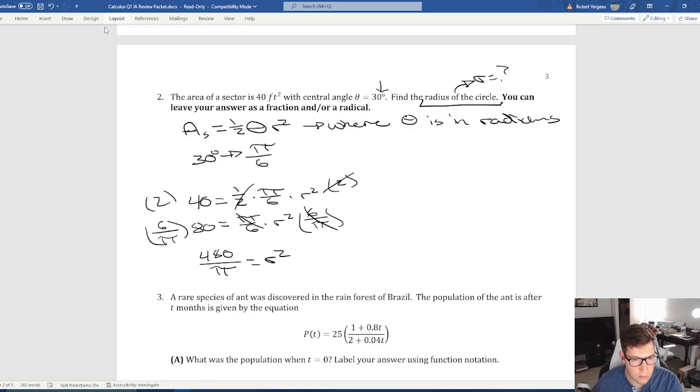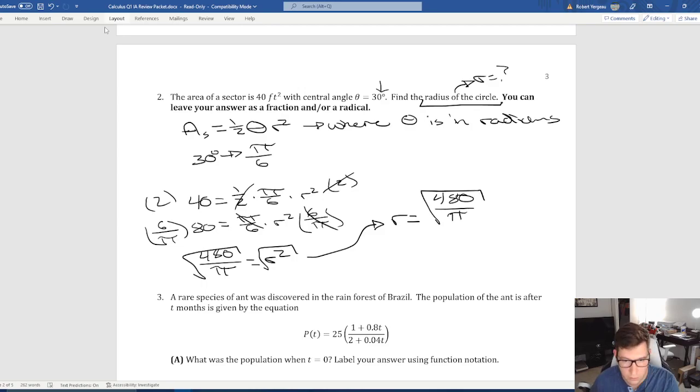From here, the only way to undo a square is to take the square root. So I'm going to take the square root of both sides and learn that r is equal to the square root of 480 over pi, underneath our lovely radical. Now, take a look, because up here it says leave your answer as a fraction and/or radical. I don't have to go any further than this. In fact, I shouldn't go any further than this. If you happen to see one like this, leave your answer just like this.